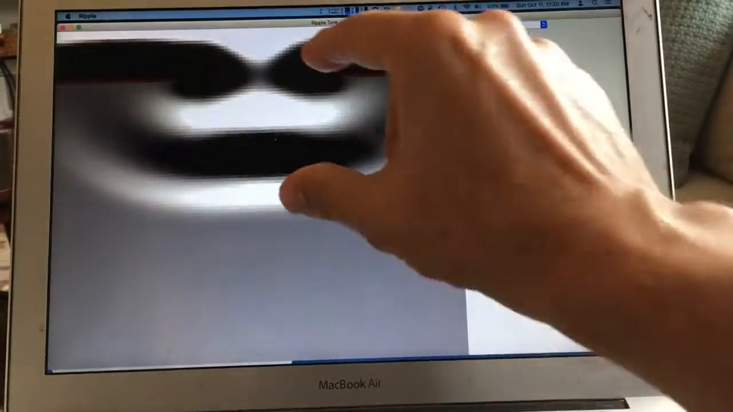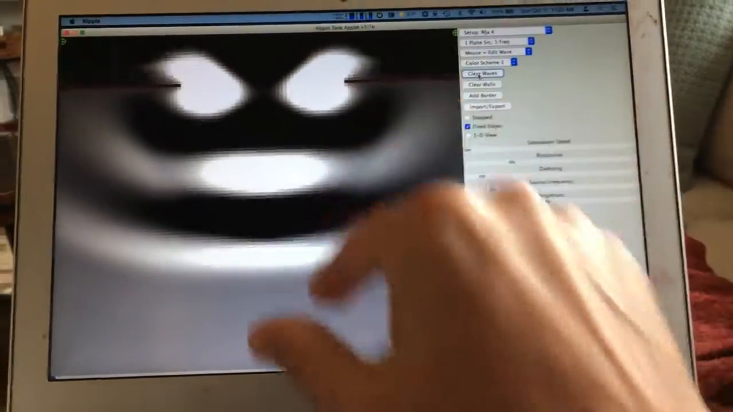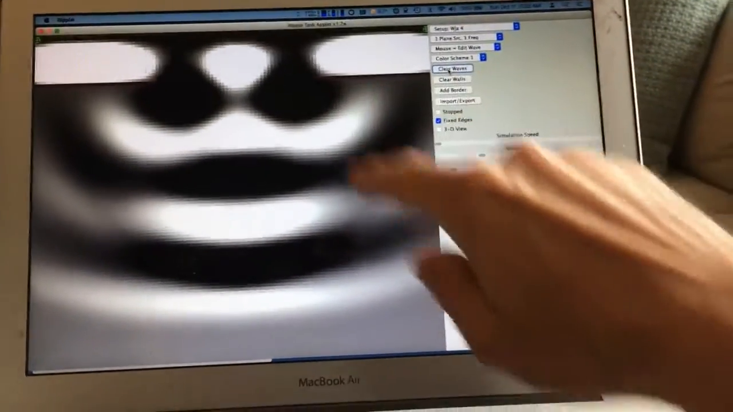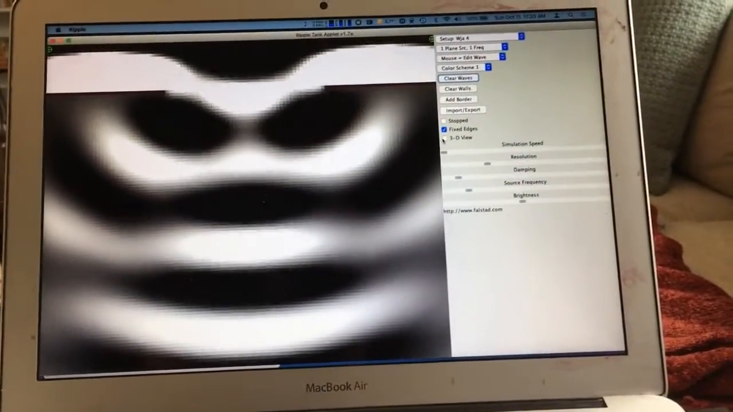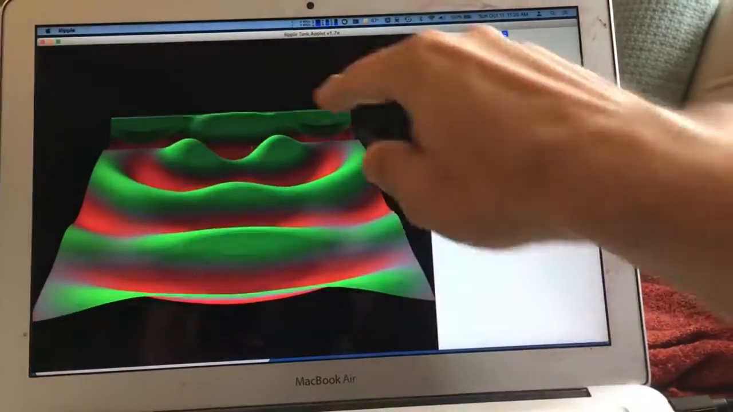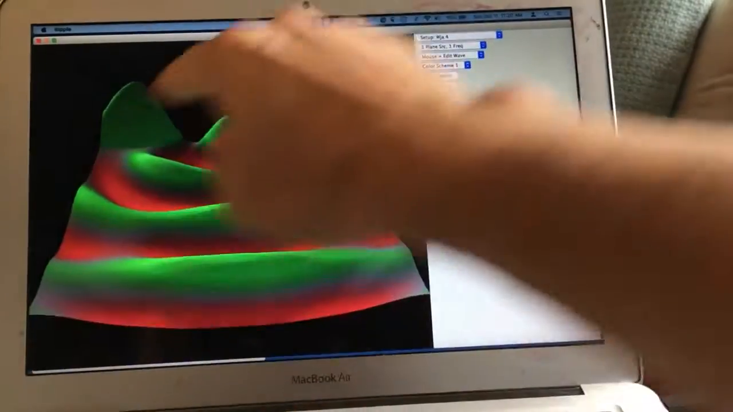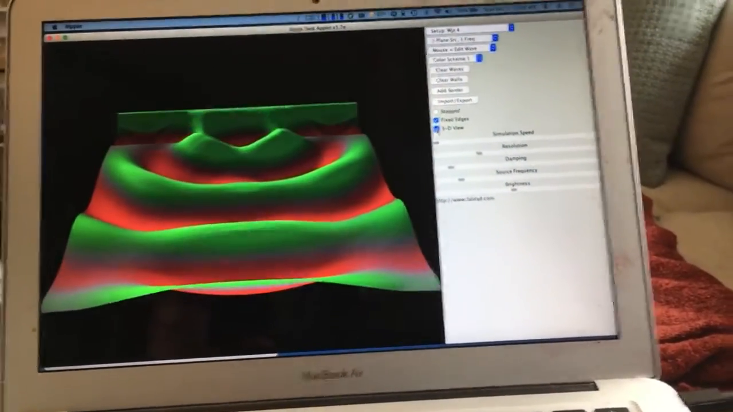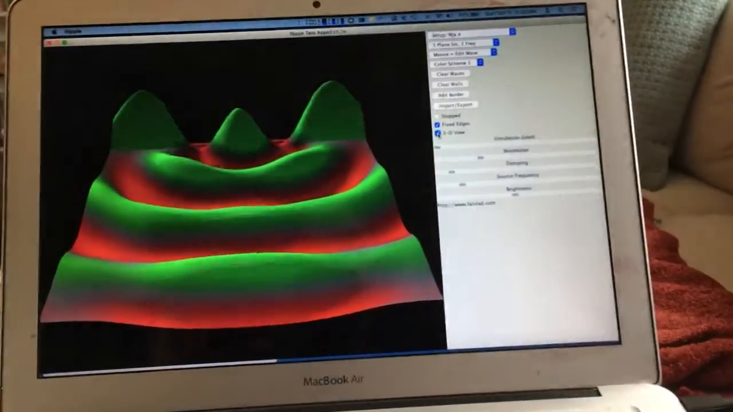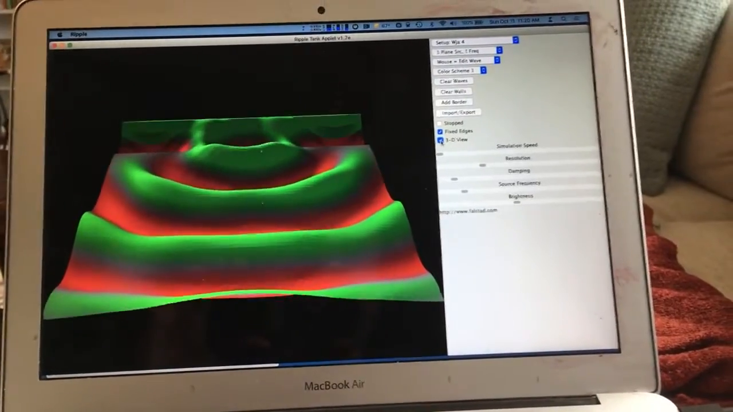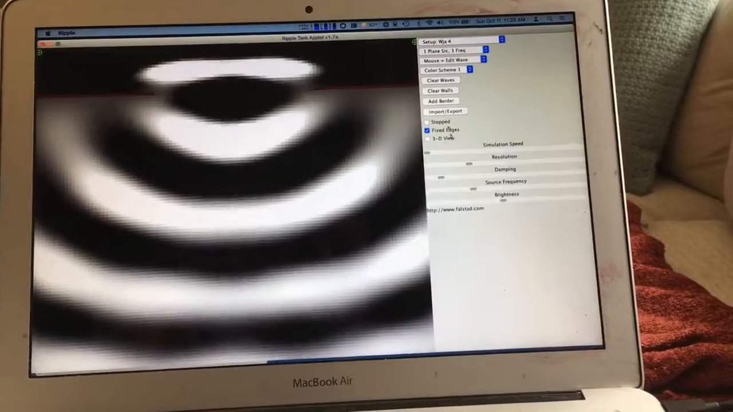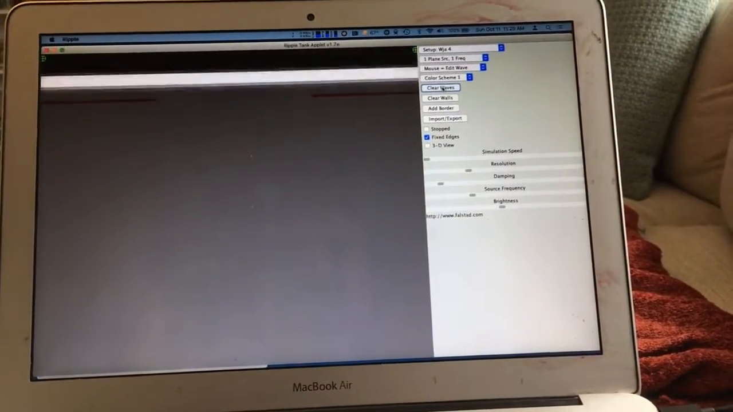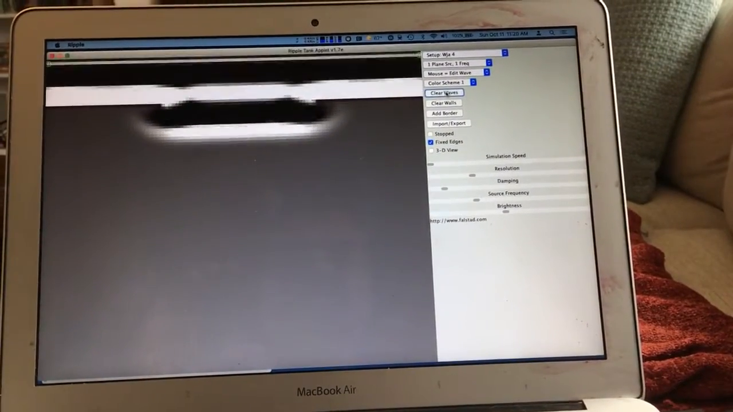Okay, so you can see the wavelength is comparable now to the opening. And yeah, so that is pretty significant diffraction. So it's spreading out very widely.